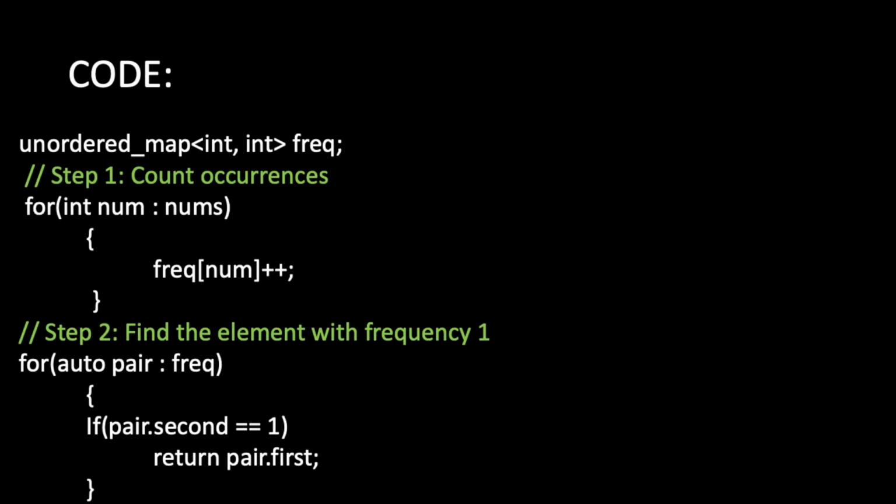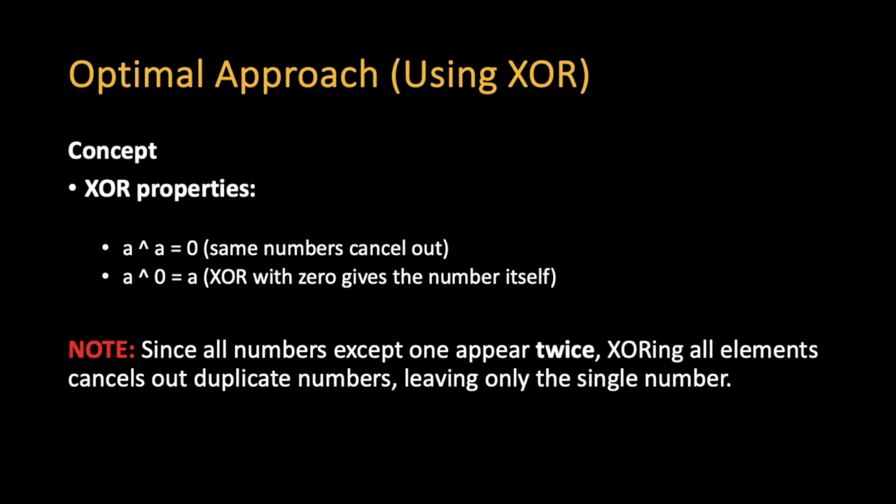Okay, so now let's discuss the code of this thing. We will declare an unordered map, and then for storing the frequency we will iterate through the array and do frequency[num]++, and in that frequency map we will be storing the frequency. Then again we will be iterating through the map and checking the count. Whenever we get the count as 1, we will return the first part of that map, that is the element. Okay, so now let's jump into the optimal solution, how we can solve this problem in an optimal way.